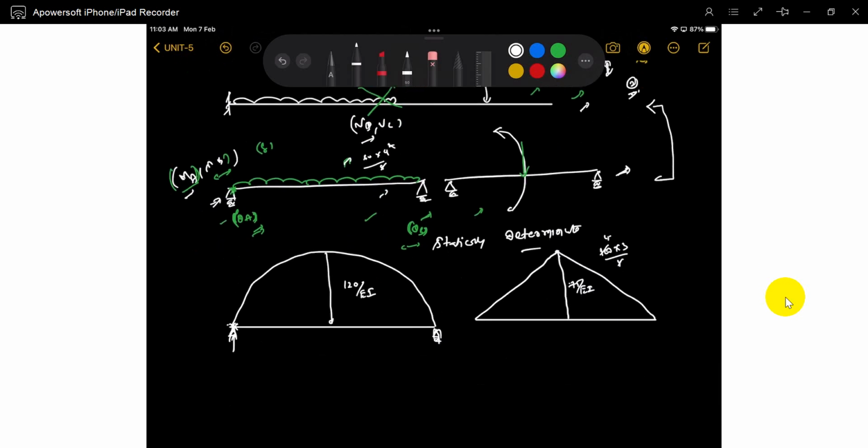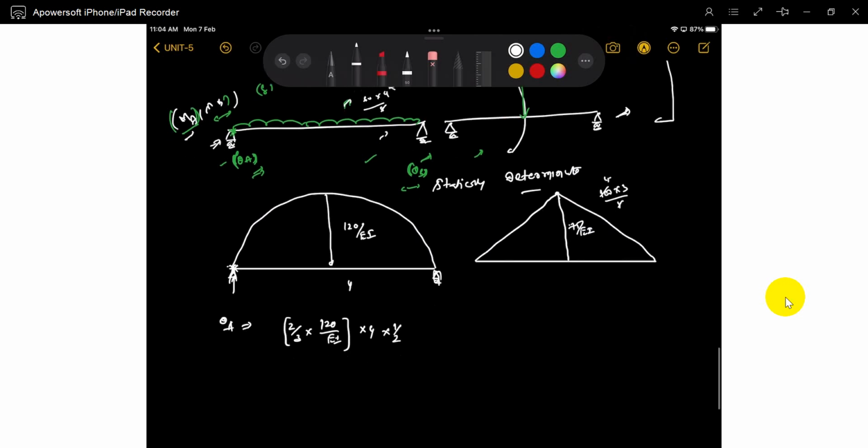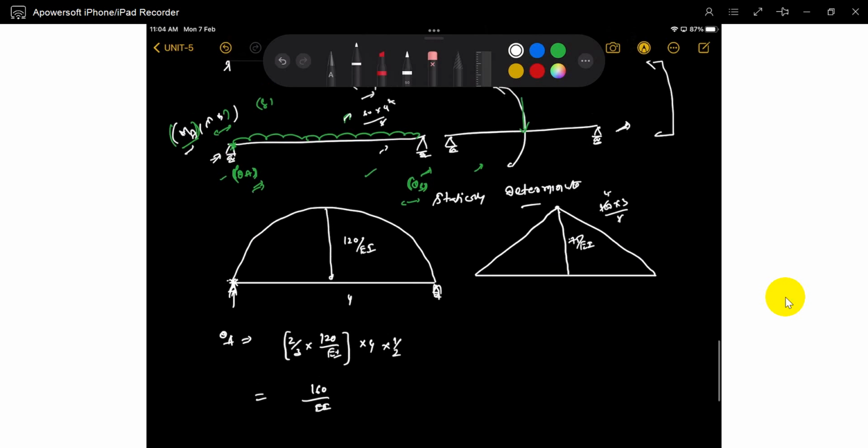What will we get for shear force? What is exactly here? Theta A. Otherwise you can write shear force, which is equal to the rotation. You may write it directly. What is the total load? 2 by 3rd of 120 by EI, multiplied with length 4. That is the total load, and from it you get the reaction. That value is 160 by EI. So that is theta A directly.